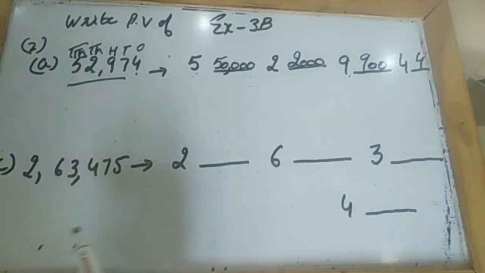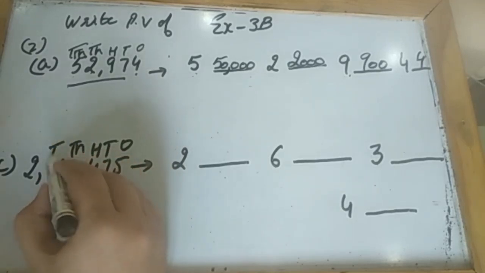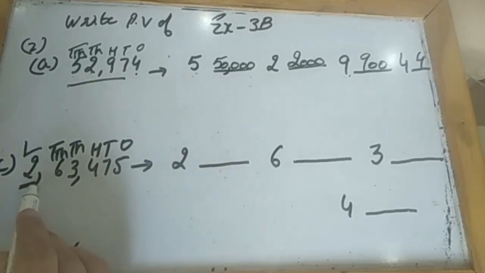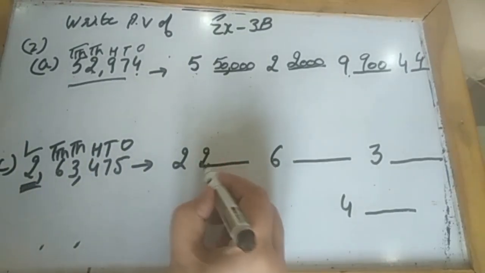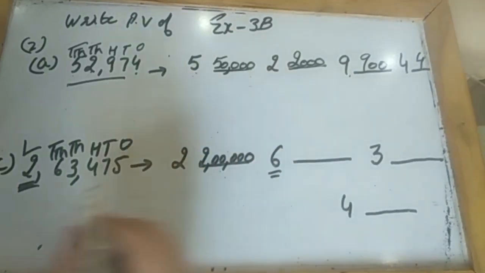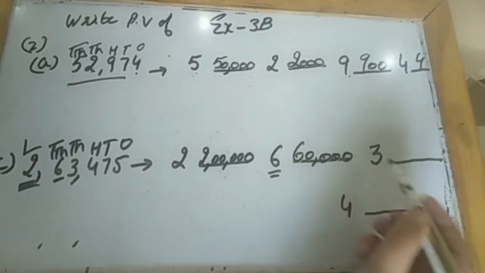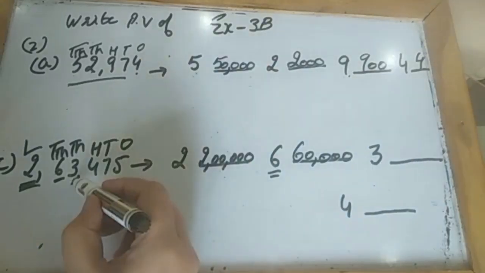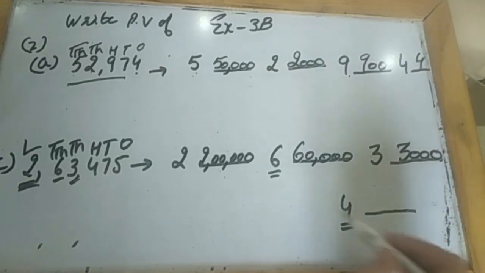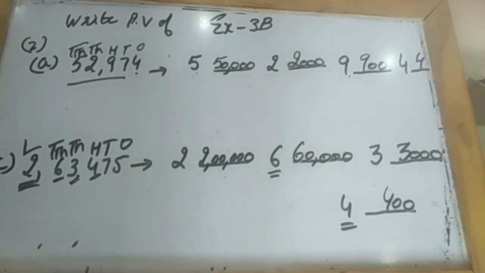Now I come to the C part. Again I will write the place values of every digit and they're asking you the place value of 2. So the place value of 2 is lakhs. So write 2 lakhs. Then they are asking you the place value of 6. 6 is in the ten thousands place, so it is 60,000. Then they are asking the place value of 3. The place value of 3 is thousands. So 3 is 3,000. And what is the place value of 4? The place value of 4 is hundreds. So it is 400.